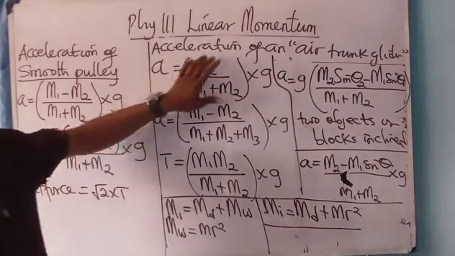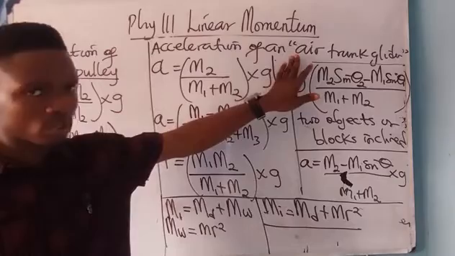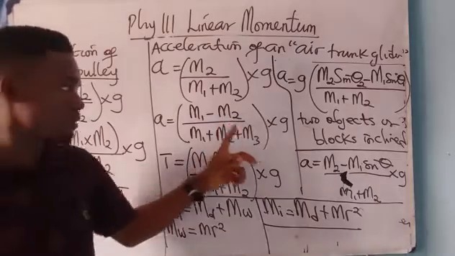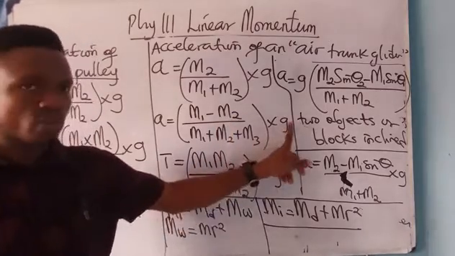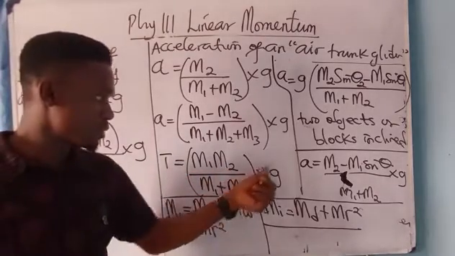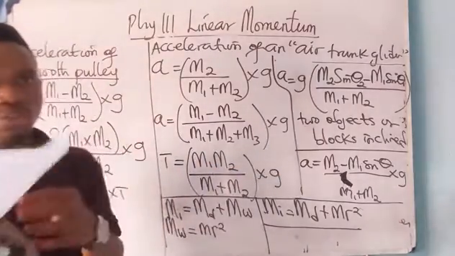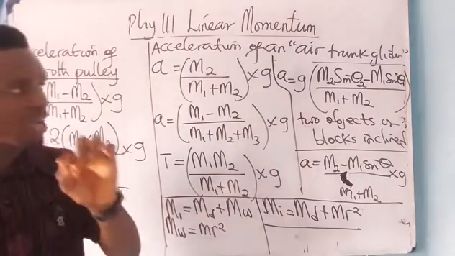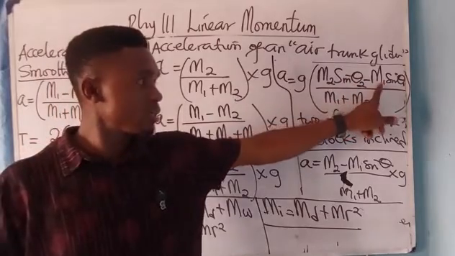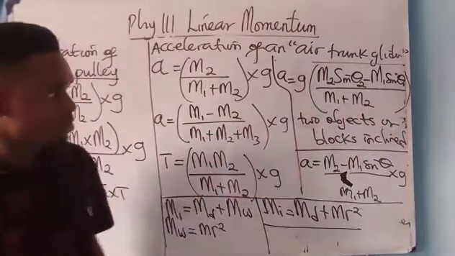Now you have the acceleration of an air track glider. But when you have three masses involved, you say m1 minus m2 over m1 plus m2 plus m3, times gravity, of course. Now the tension becomes m1 times m2 over m1 plus m2, times gravity. Now when two blocks are joined together and inclined at angles, you say (m2 sine theta 2 minus m1 sine theta 1) over (m1 plus m2), times gravity.